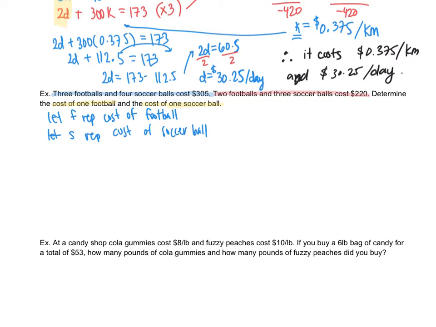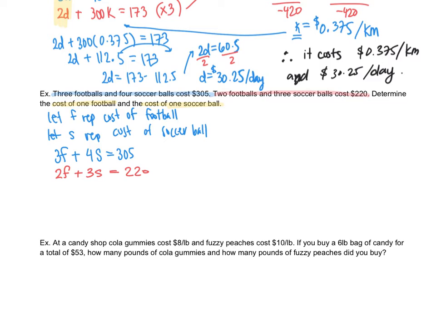So your first equation, 3 footballs, that would be 3F, plus 4 soccer balls, so 4S, gives us the total of 305. So if 1 football is F dollars, 3 would be 3 times F. If 1 soccer ball is S dollars, 4 soccer balls will be 4 times S. And if we add the cost of the footballs and the soccer balls, we get that 305. For the next one, 2 footballs, so similar idea, 2F, plus 3 soccer balls, 3S, equals 220.